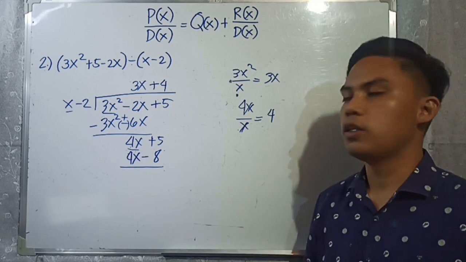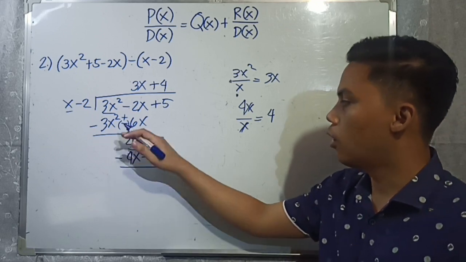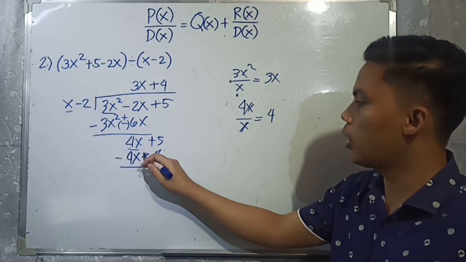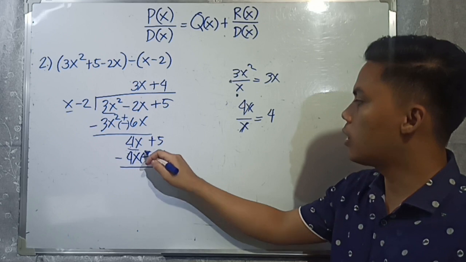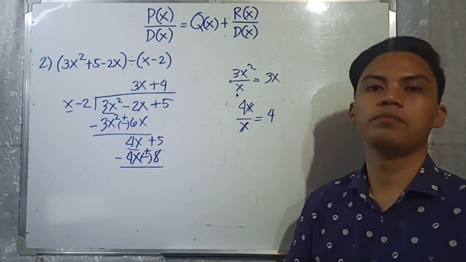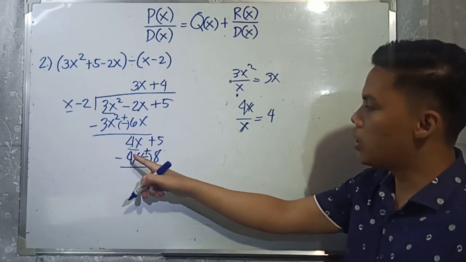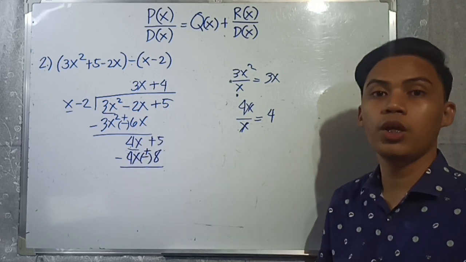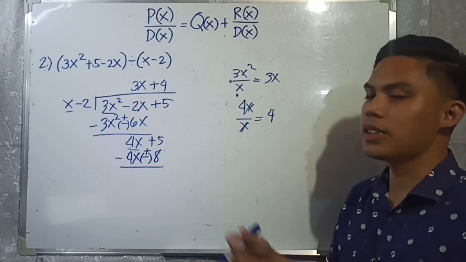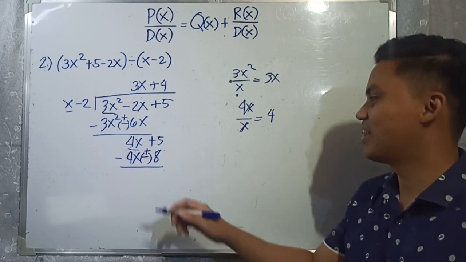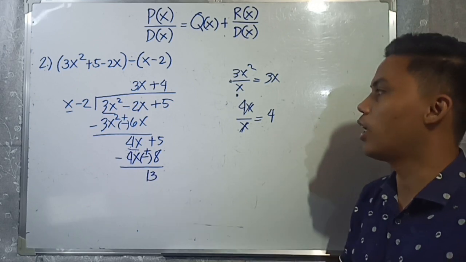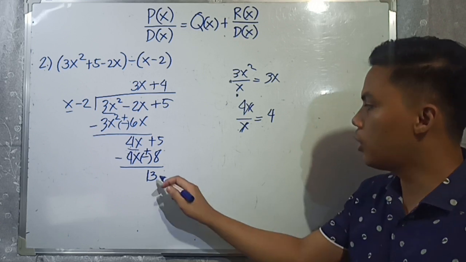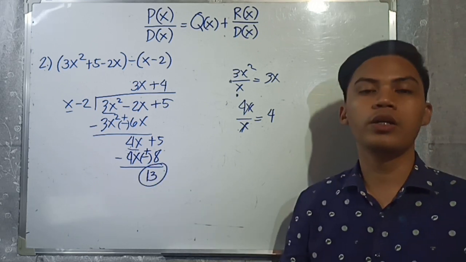Then, subtract. So, we're going to change the signs of our subtrahend. So, yung 4x magiging negative 4x. Yung negative 8 naman magiging positive 8. Okay. So, we're going to combine vertically. So, 4x minus 4x, that is equal to 0. And 5 plus 8, that is equal to 13. Okay. So, wala na tayong i-bring down pa na next term. Therefore, yung 13, this would be our remainder.